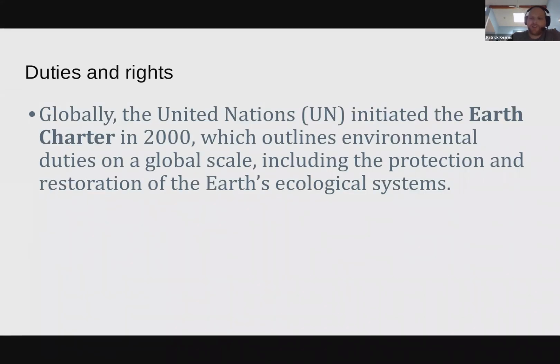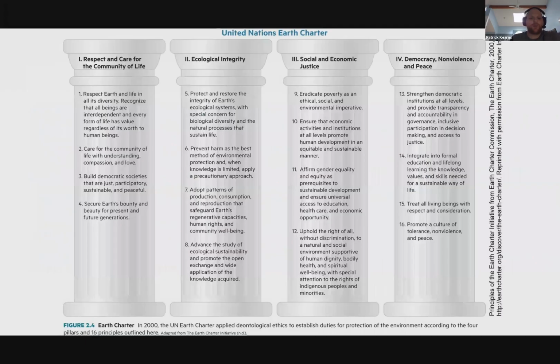Now, the EPA is our local one. The United Nations has what's called the Earth Charter, in 2000, which outlined some really interesting environmental policies on a global scale. They're obviously non-binding, and they fall into 4 essential categories here. And there's a total of 16 points. You can read through all of them, but they come together.